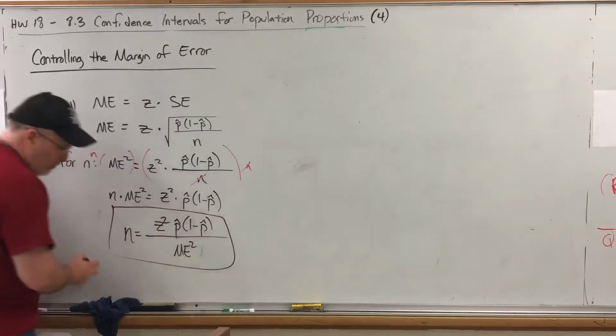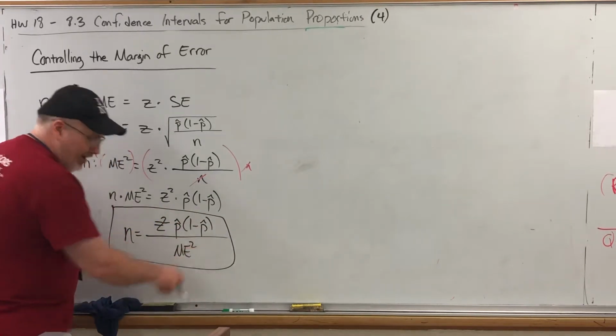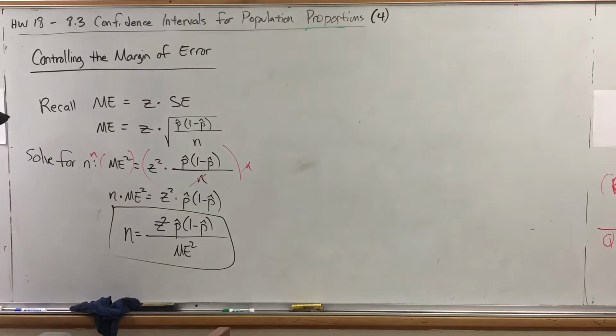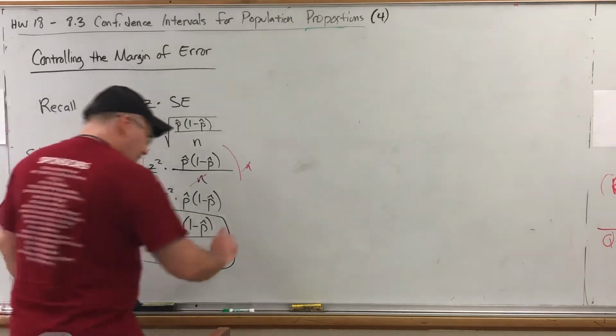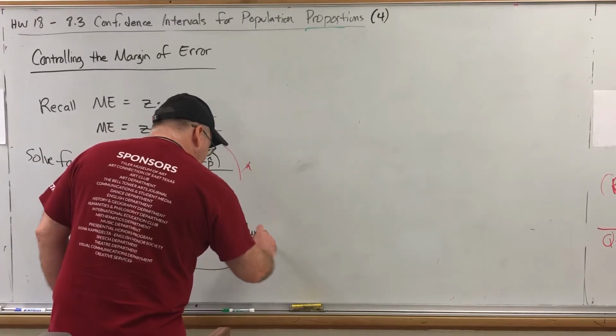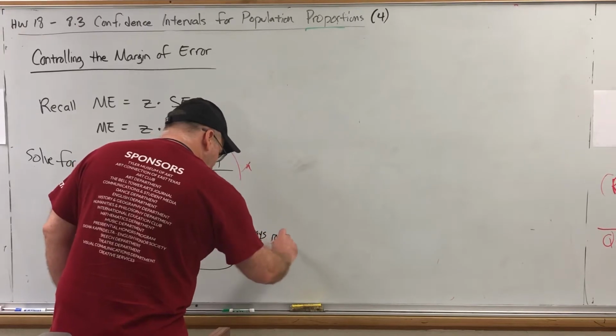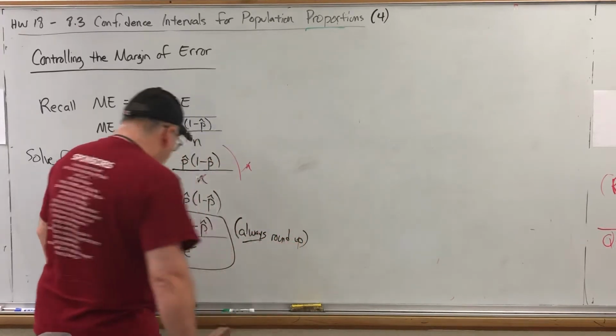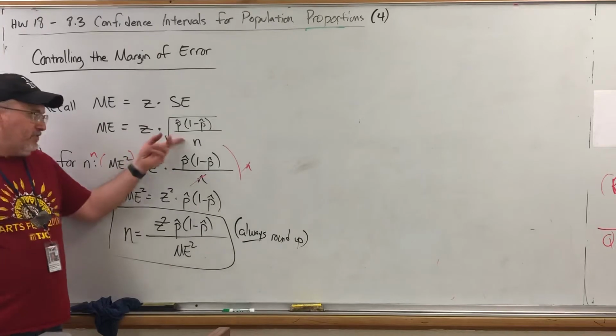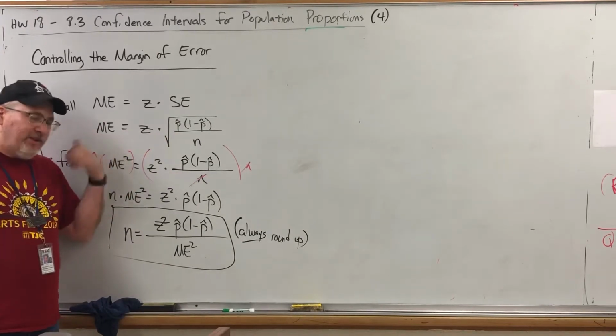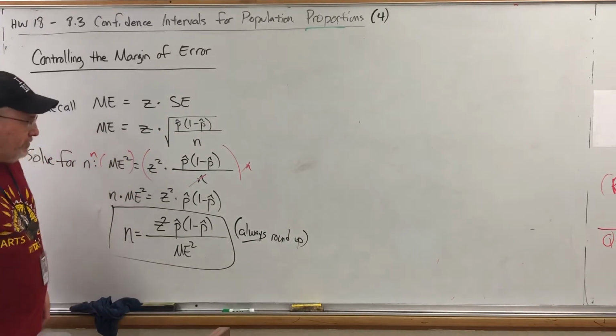Now, most of the time this will come out to be a decimal. It will hardly ever not be a decimal. So the same rule as before, always round up. You never round down. Always round up. Because if you round down, you're making the sample size smaller, which has the effect of making the margin of error larger, and we don't want to do that.